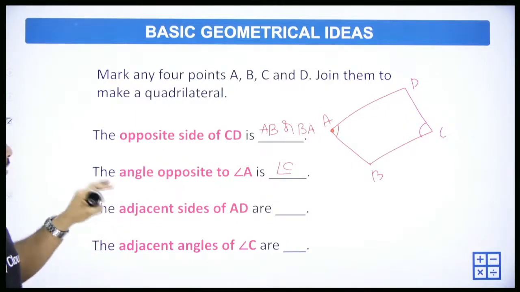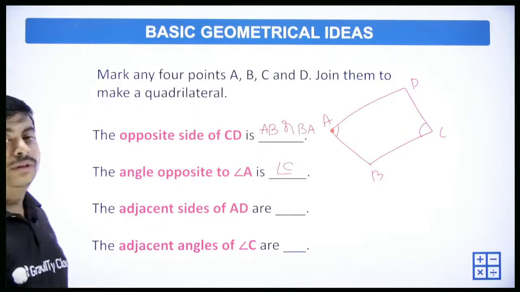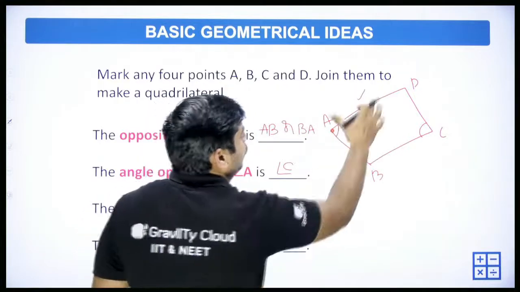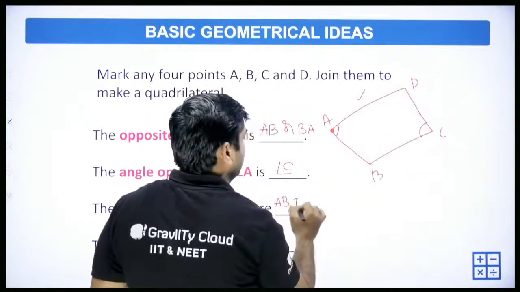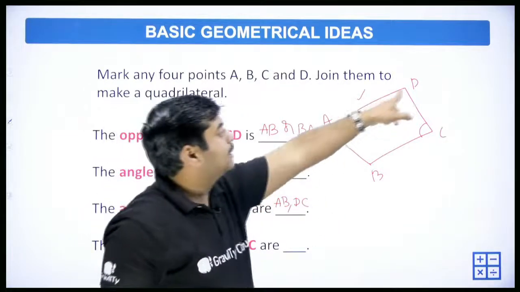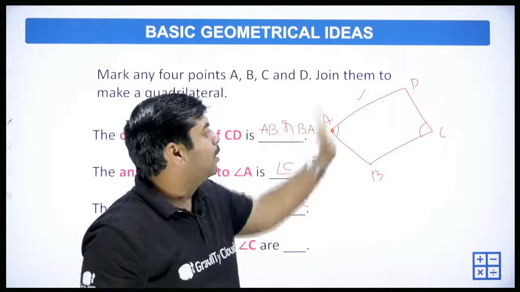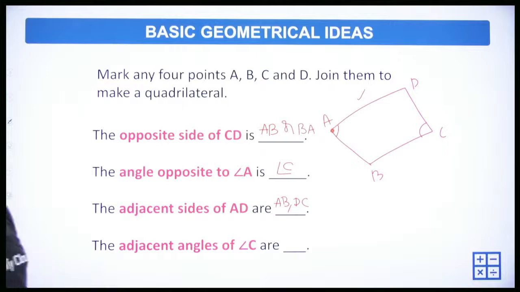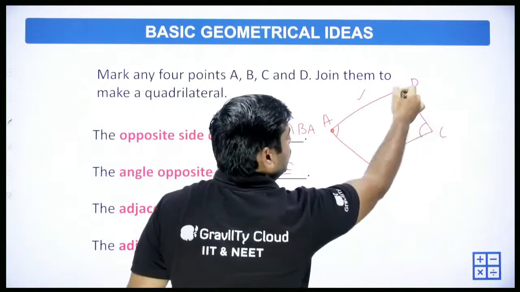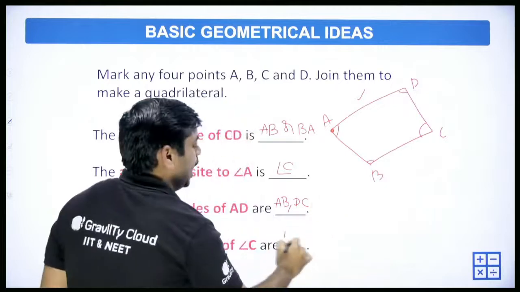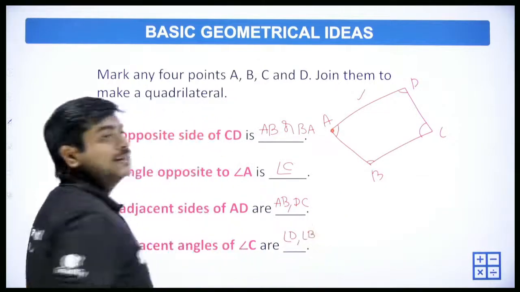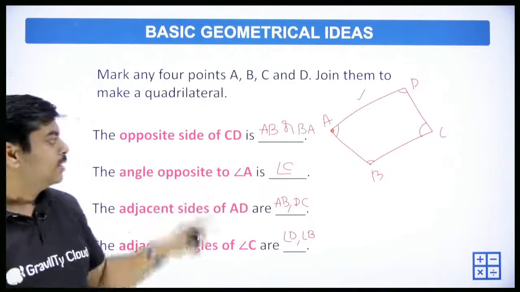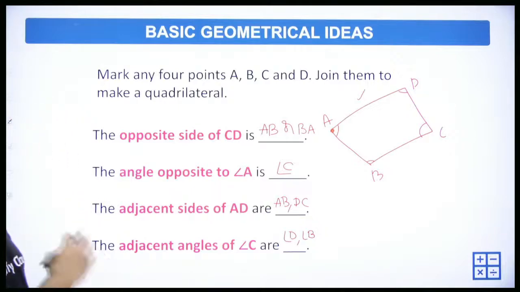Next one: the adjacent sides of AD. For side AD, AB is adjacent, and DC is also adjacent. AD is here, and the sides next to AD are AB and CD. You can write both sides. The adjacent angles of angle C: which two are adjacent? Angle D and angle B are adjacent to angle C. Adjacent means next to, side by side. So that is how you can write the angles, and represent the opposite sides and opposite angles.